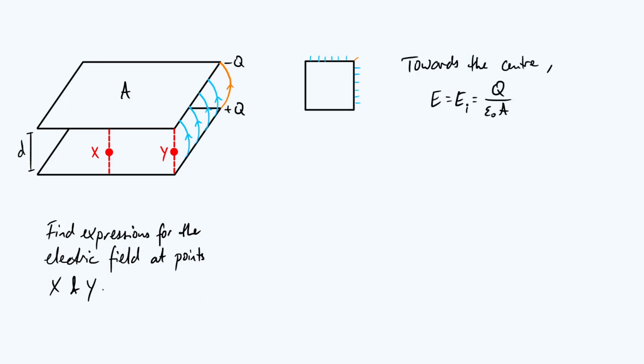I've also just written down there a result which I'm going to quote, which I derived using Gauss's law in my last video, where the electric field of the capacitor towards the middle is Q over epsilon naught A, where Q is the charge per plate and A is the area of the plates. I've written that E is equal to E subscript I. I've just given it a subscript I to indicate that that's the sort of internal electric field. So now we're all set up and ready to actually find the electric field at points X and Y.